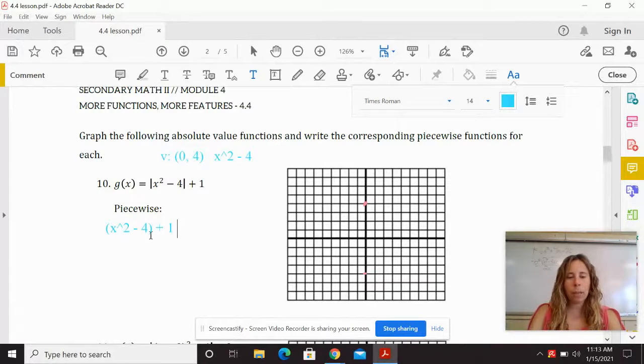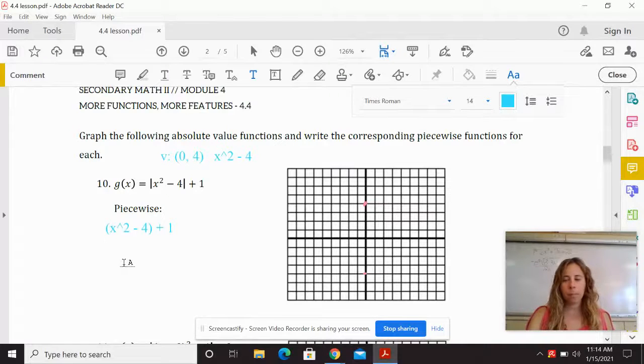If you want to reduce that, you can. You could reduce that to x squared minus 3. Negative 4 plus 1 is negative 3. So if you want to reduce it down, you can. So either one is fine. So that's the first piece.